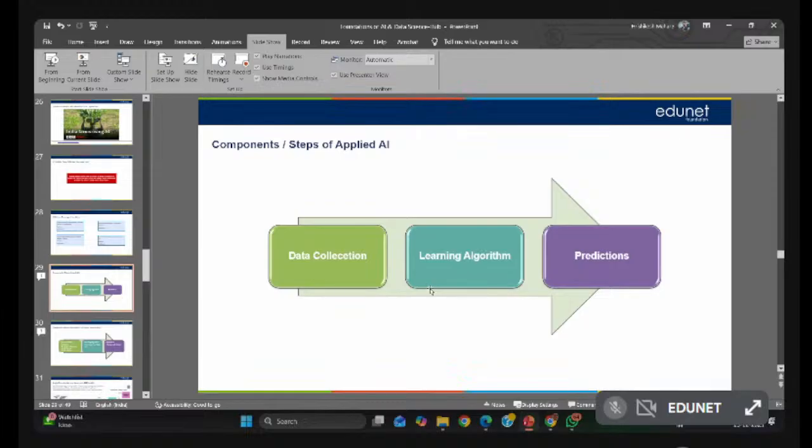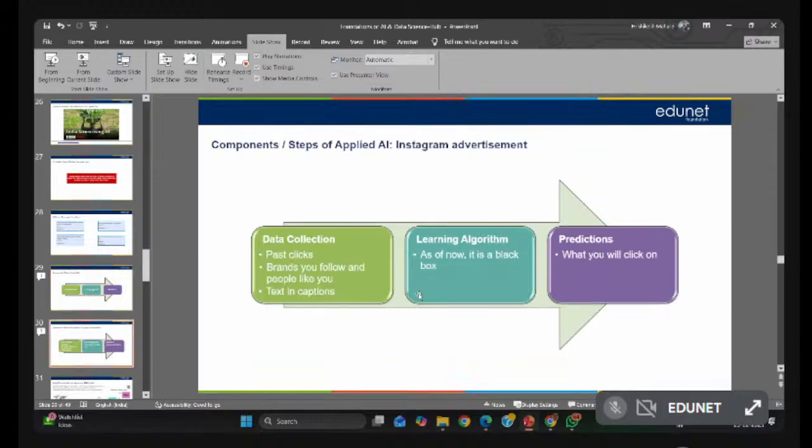Got it? So what happens? We are going to give the data, then we are going to select the model, and with the help of that model, or we can say learning algorithm, we are going to predict the output. This is basically the flow for any machine learning model.